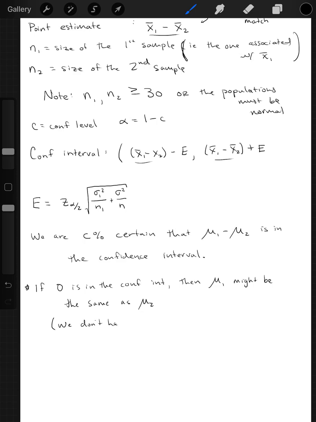So we don't have evidence to suggest they are different. So we're not a certain percent confident that they're the same. We just don't have any evidence that they're different.